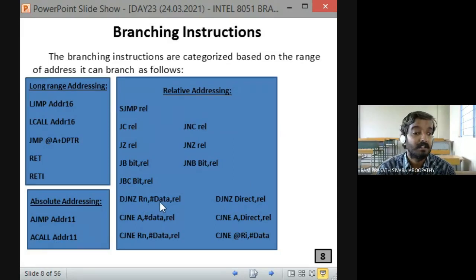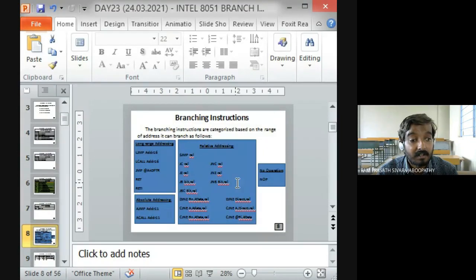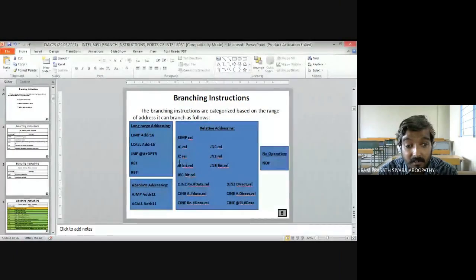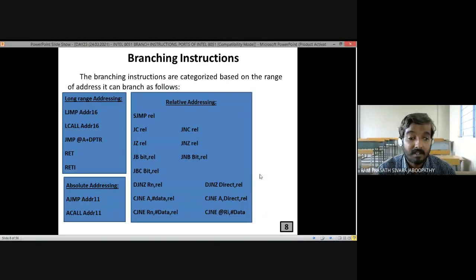Okay. I think a mistake is there here. Sorry. Wait a minute. So here data must not come. Yes. DJNZ, the register name, comma, the offset value we have to give. Similarly, DJNZ, the memory location content can be decremented, and if it is non-zero, we can jump based upon the offset value. I hope it is clear now.